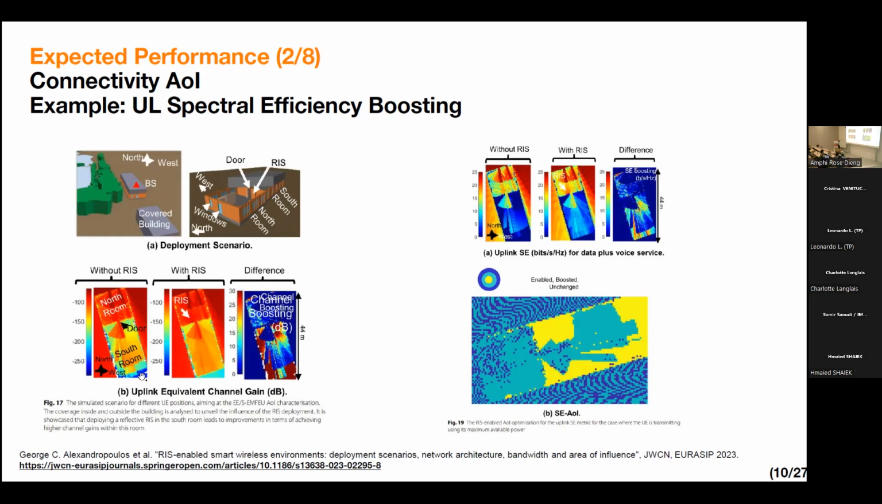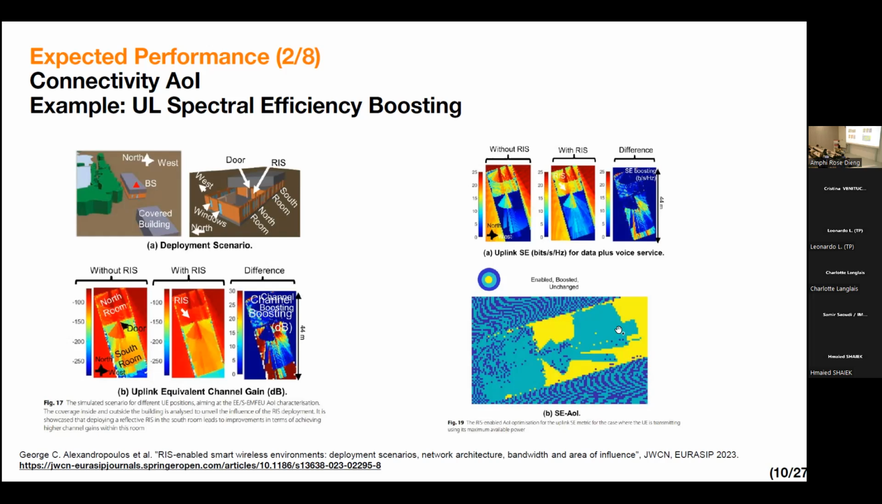When you add RIS, you improve the link budget, okay? The propagation channel is more red, it's better. And you have a channel boosting of N dB here. But as I told you, we don't care about channel boosting. What we care about is coverage. Are we above or below the target quality? Okay, so you have to define a target quality of service, and look at the impact on the coverage.